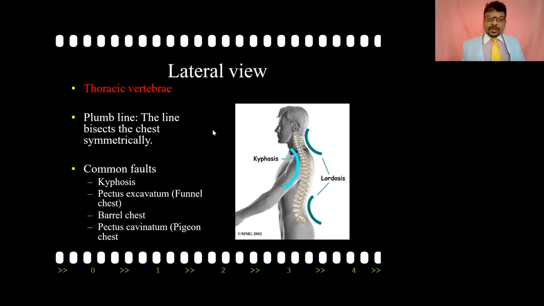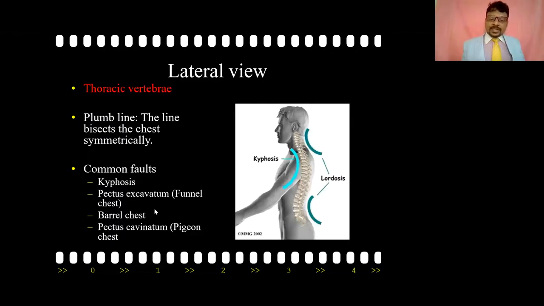In the lateral view, this plumb line is going to bisect the chest symmetrically. If it is reached, we can understand what the curvatures in the spine are. If you see here, in the neck region, normally we have the lordotic curve. In the thoracic region, we get the kyphotic curve. Again, it goes to the lordotic curve, and in the sacrum it is the kyphotic curve. If any of these curves are exaggerated or lost, it may give a postural abnormality. It should not be exaggerated, and it should not be diminished.